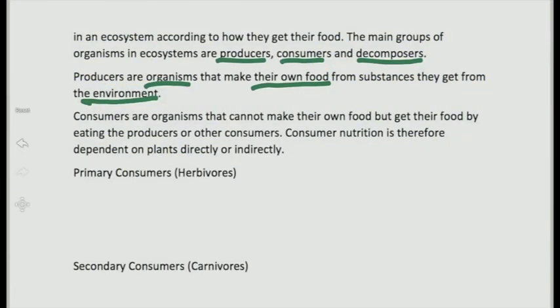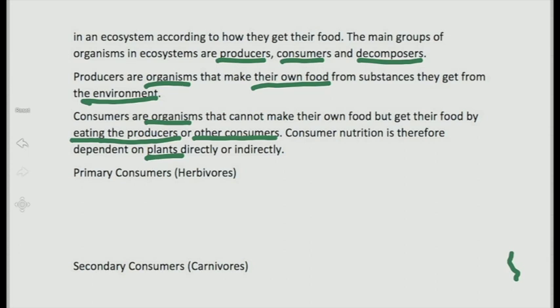Consumers, on the other hand, are the organisms that cannot make their own food, but they get their food by eating the producers, or they eat other consumers, as in the case of the lion feeding on the deer. The deer is eating what? It's eating the vegetation. In our case, we have the grass there, in our example of the food chain. Consumer nutrition is therefore dependent on plants, directly or indirectly.